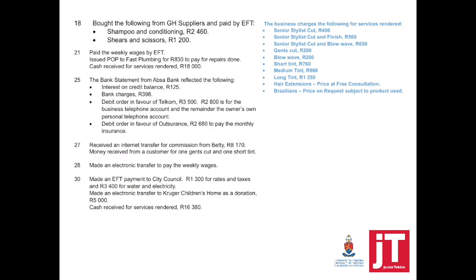Day 18, bought the following, paid by EFT, CPJ. Day 21, paid the weekly wages, CPJ. Issued proof of payment to Fast Plumbing to pay for repairs done, CPJ. On the same day, day 21, cash received, services rendered, CRJ.